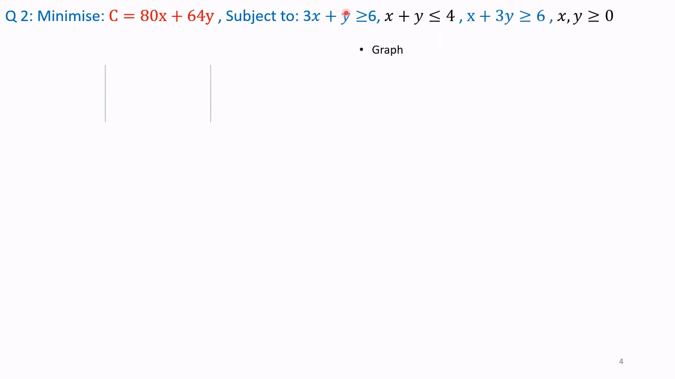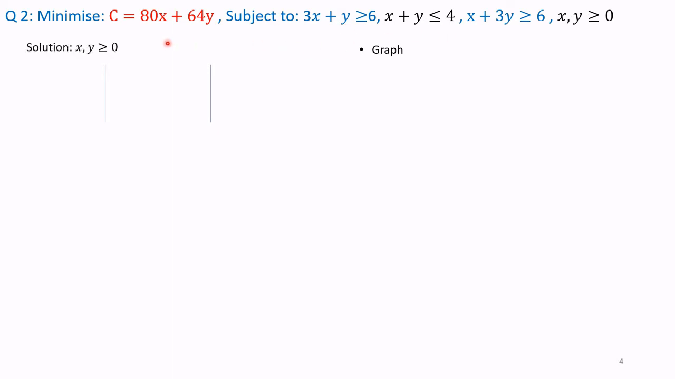3x plus y greater than or equal to 6, x plus y less than or equal to 4, x plus 3y greater than or equal to 6, and x and y greater than or equal to 0, which is very common for all the problems, indicates the graph lies in the first quadrant. So this is a minimizing function, that is cost equals 80x plus 64y. We have to first take the constraint equations. So let us solve it.